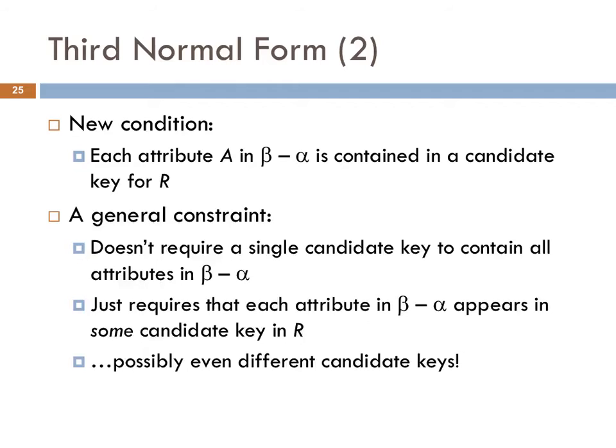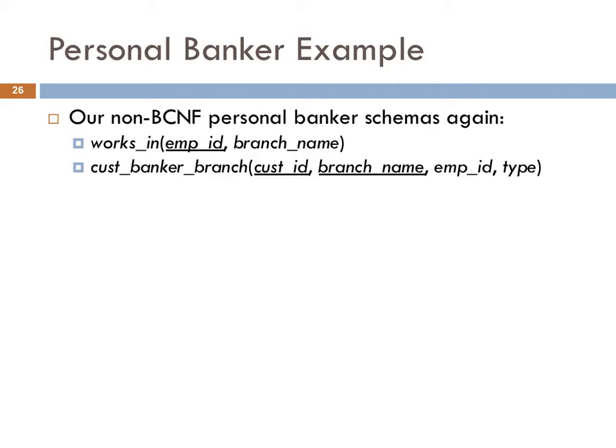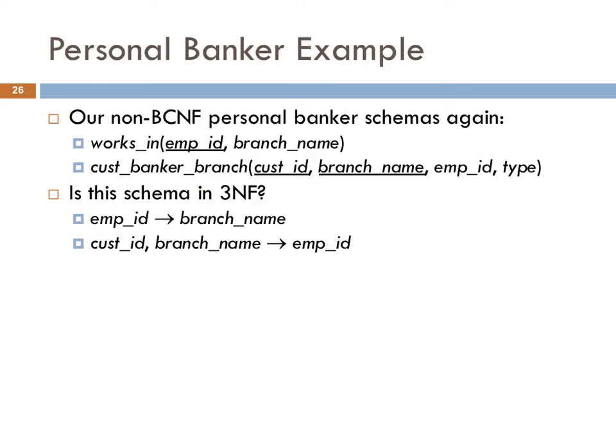Now again, I'm going to have to skip over a lot of these kinds of details. I just want to point out that it's a general constraint. It's not a specific one, like they all have to be in one candidate key. They could be spread out across multiple ones. I want to show you this. This was our non-Boyce-Codd normal form schema. This is the one that's easy to enforce. Okay? And the question is, is it in third normal form?